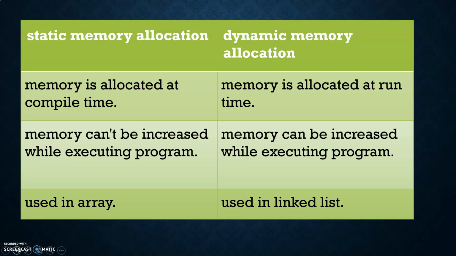In static memory allocation, memory cannot be increased. Yes, it is quite clear. With int a[4], you cannot increase the size, it is fixed. But in dynamic memory allocation, you can execute the program by increasing the size. For static memory allocation, I have given the example of an array, and for dynamic memory allocation, there is the example of a linked list. A linked list is a linear data structure.